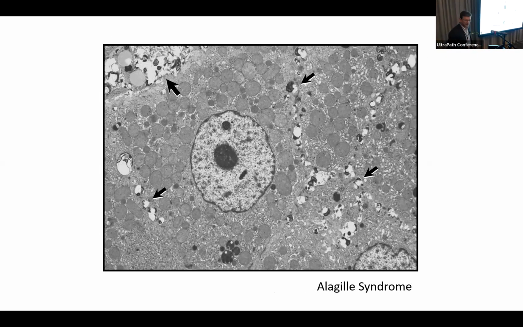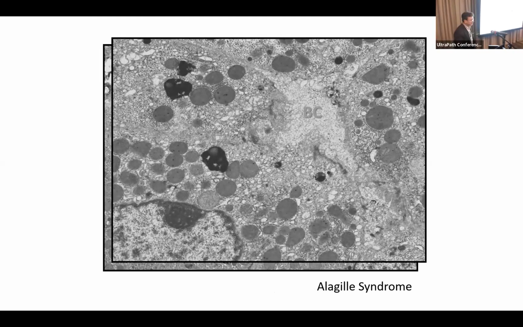Sometimes the bile can be found in the extracellular spaces within these perisinusoidal spaces, where you see the hepatocyte and then surrounding where you'd expect to see the sinusoids, but not in the canaliculi, was the bile. This is something that has been reported to be suggestive of Alagille syndrome, but we don't really do that anymore.